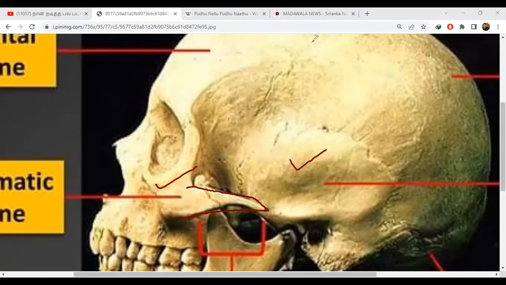That depends on your view. Okay, right. You might think zygomatic bone is bigger. Actually, this is our cheekbone.